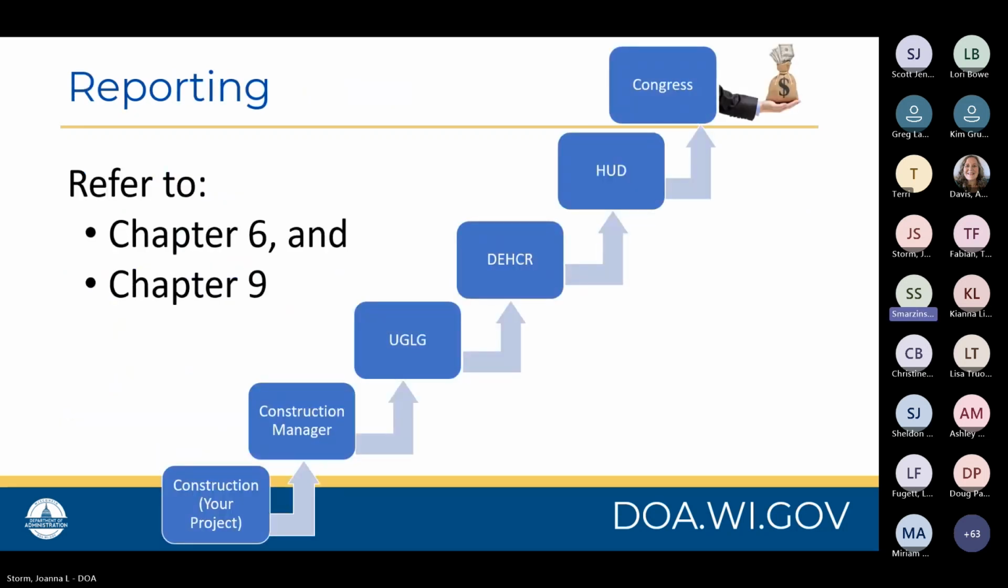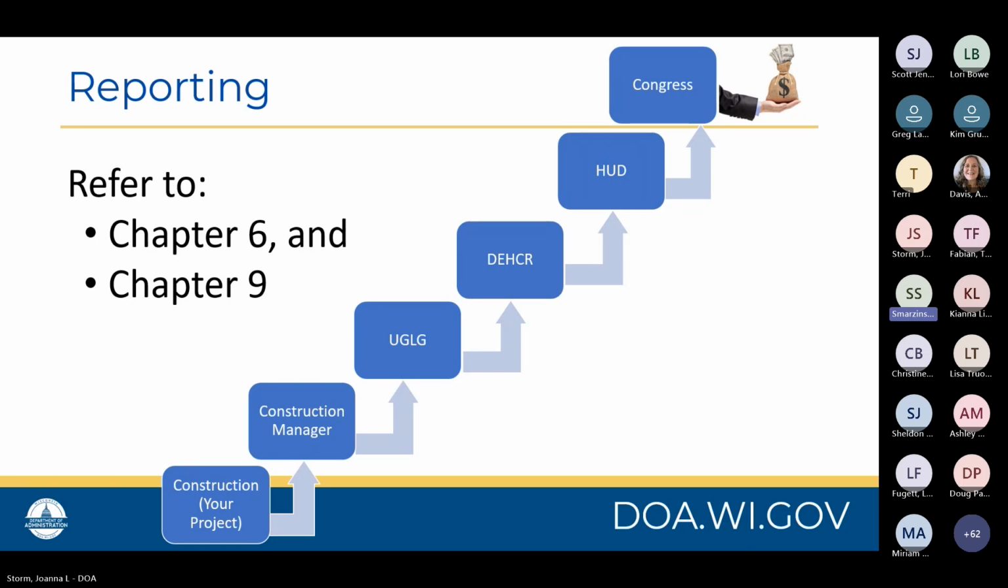Now we'll cover the highlights of Chapters 6 and 9 of the handbook. This diagram outlines the communication process between different participants in the project. Reporting requirements and forms are found in Chapters 6 and 9. Your grant agreement timetable will indicate which and when the reports are due. Additional information regarding timeframes for reporting can be found in the grant agreement's attachments A, E, and F.